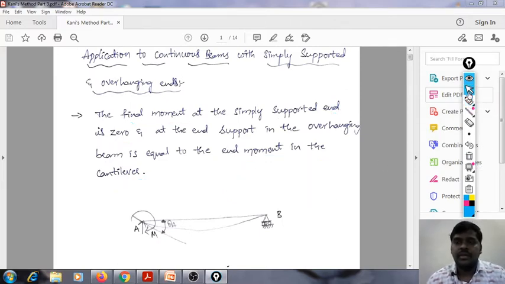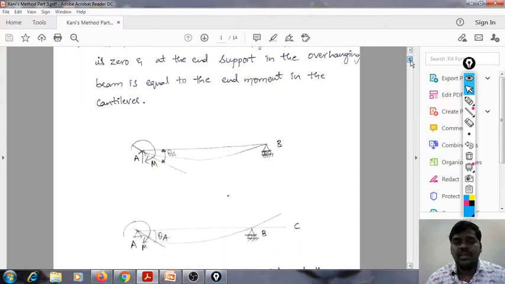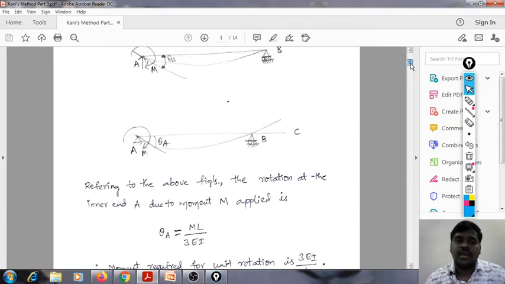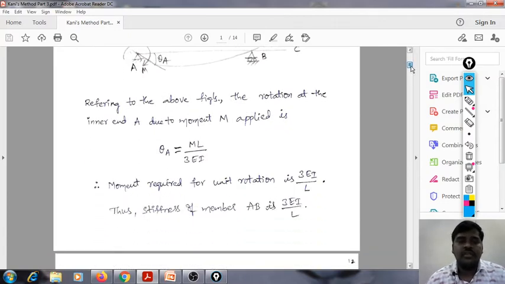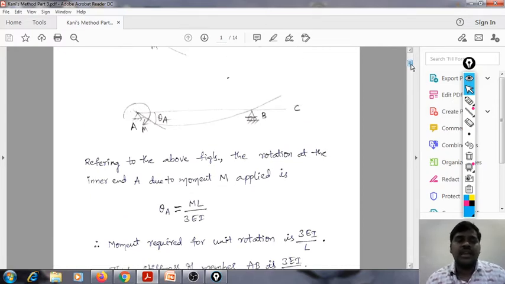Yes. Next, the importance of studying these moments is that the fixed end moment cannot be taken directly as in a fixed beam. So there is a small modification for that. Before that, referring to the above figures, the rotation at the inner end A due to the moment M applied is theta A is equal to ML by 3EI. Theta A is equal to ML by 3EI.